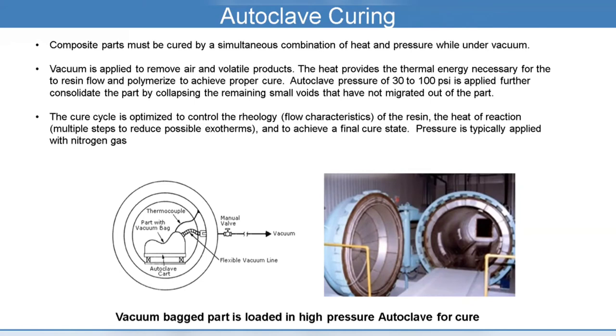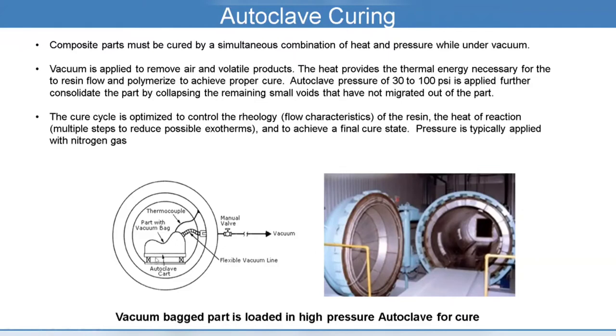So something to consider there that I think we have to think about. The cure cycle has to be optimized. We want to optimize it to get the maximum performance out of the mechanical properties as we can. The cure cycle has to be optimized to control the rheology, which means how the resin flows, and the heat reaction, which also means multiple steps need to be looked at carefully to reduce possible exotherms, so we can achieve the final cure state. And the pressure in these ovens is typically applied with nitrogen gas.